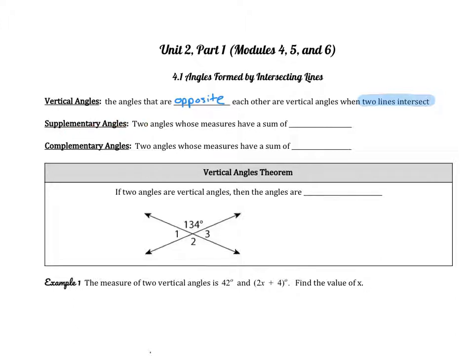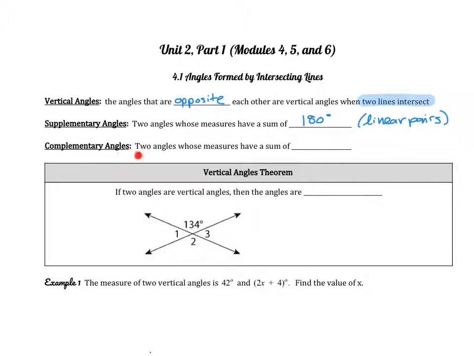Supplementary angles are two angles whose measures have a sum of 180 degrees. We've talked about a term before that would be supplementary. So linear pairs are supplementary angles. They add up to 180 degrees. However, supplementary angles, you can have more than two, so it goes beyond just linear pairs.